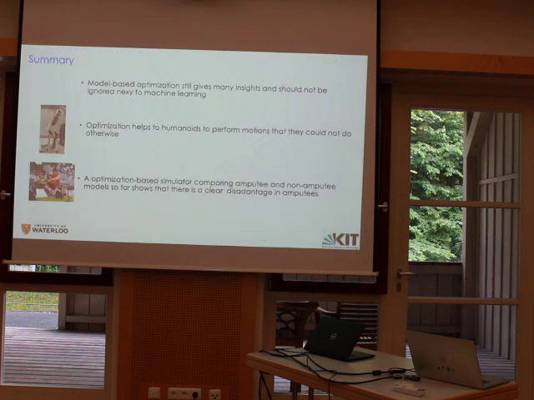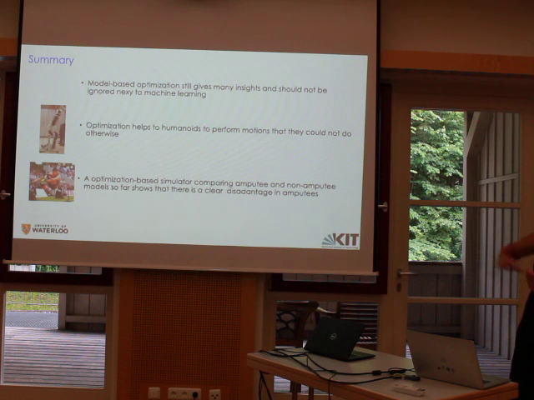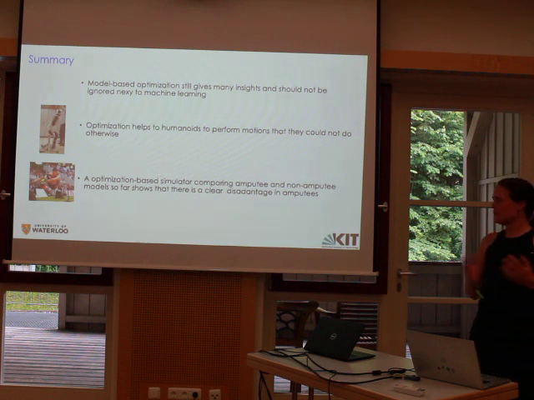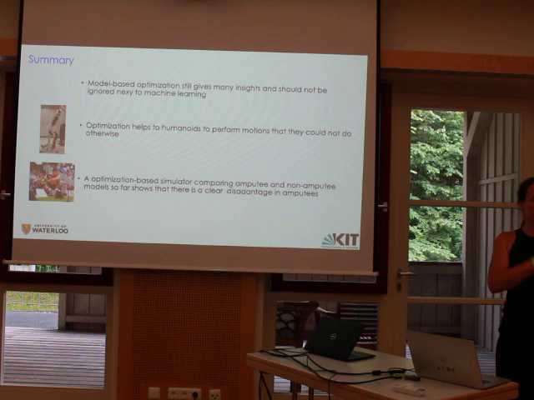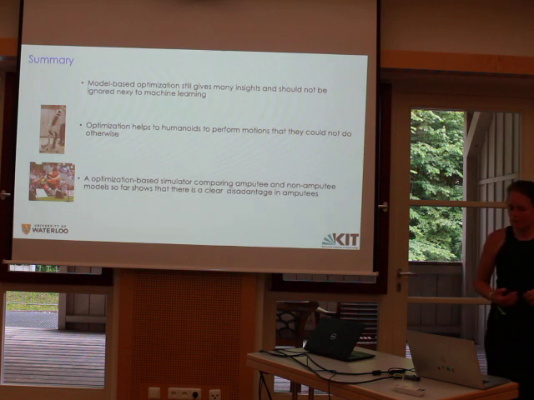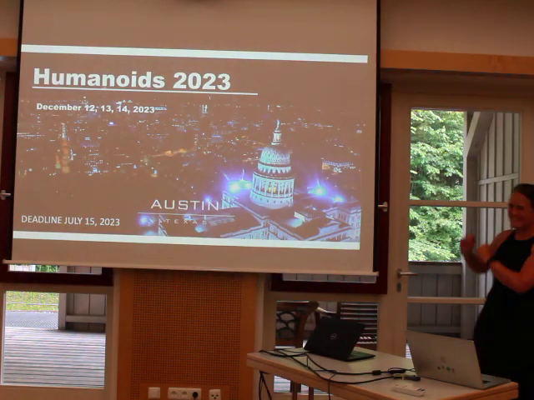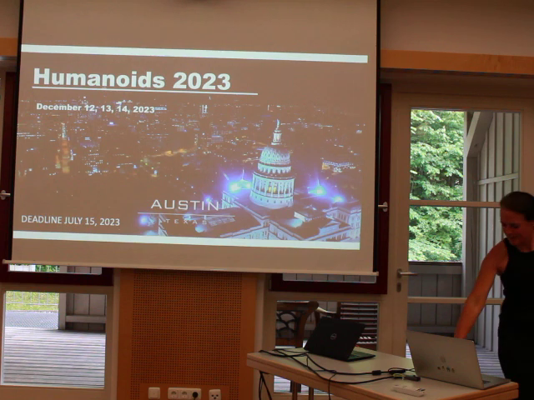Coming quickly to my summary. I think model-based optimization gives many insights, so please don't ignore it despite all the machine learning. Optimization can help humanoids to do challenging motions, and as you saw in the second part, optimization-based simulator comparing amputee and non-amputee digital twins could really help athletes to actually prove their case. So that is just a little advertisement to submit to Humanoids because it's the next conference.